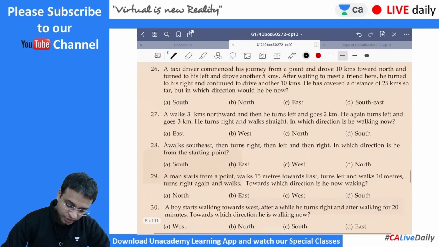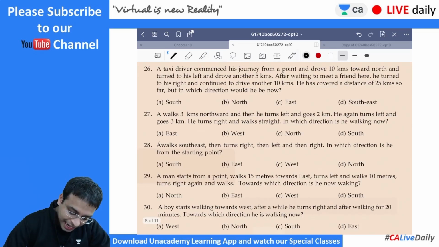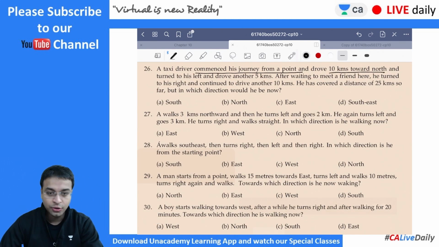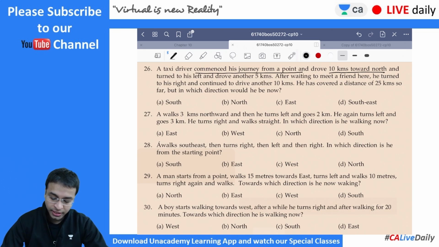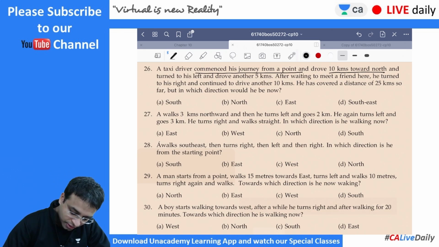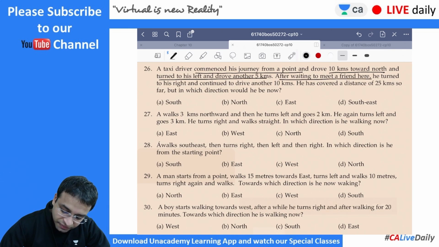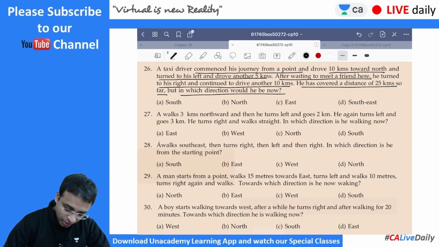Here it is on your computer screens. A taxi driver commenced his journey from a point and drove 10 kilometers towards north and turned to his left and drove another 5 kilometers. After waiting to meet a friend here, he turned to his right and continued to drive another 10 kilometers. He has covered a distance of 25 kilometers so far, but in which direction would he be now?